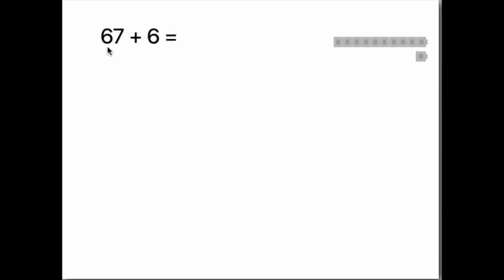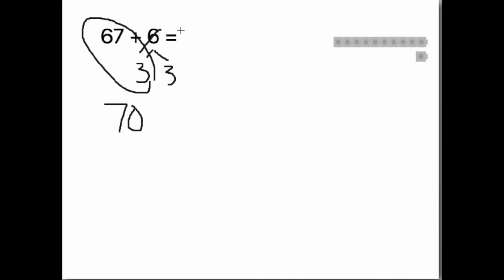Let's do this one. 67 plus 6. If I have 7 1s, I need to add 3 to get to the next 10. Let's take a 3 out of this 6. I know 3 plus 3 equals 6, so I broke 6 into 3 and 3. 67 plus 3 makes 70. 70 and 3 makes 73. 67 plus 6 equals 73. Now you try.